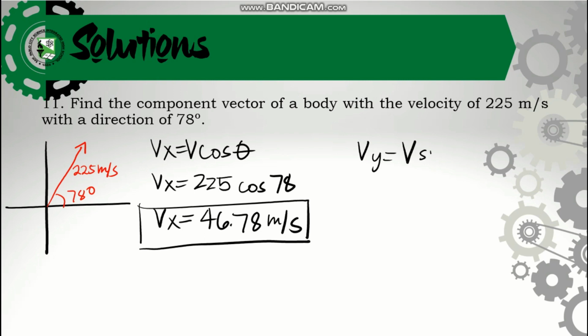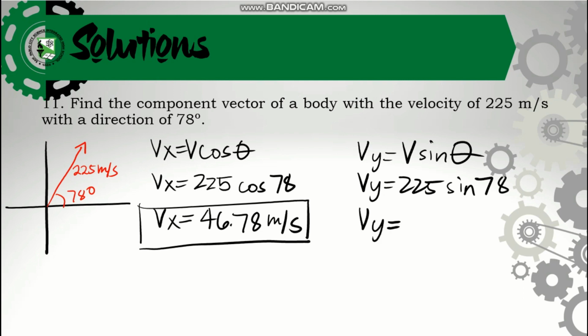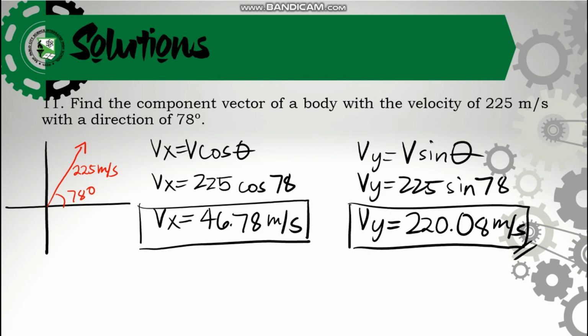And in the y component, tip lang, once na nag-enter kayo sa calculator, it's good for you na pag halimbawa si sine na yung kukunin, wag na natin burahin. Lagay na lang natin yung cursor dun sa cosine and then palitan natin ng sine para mas madali siya. But as long as kung ano man yung mas gusto nyong gawin, it's okay. So, tip lang yon para mas ma-maximize natin yung time at mabilis lang yung pag-solve. And then 225 sine 78 will give us 220.08.